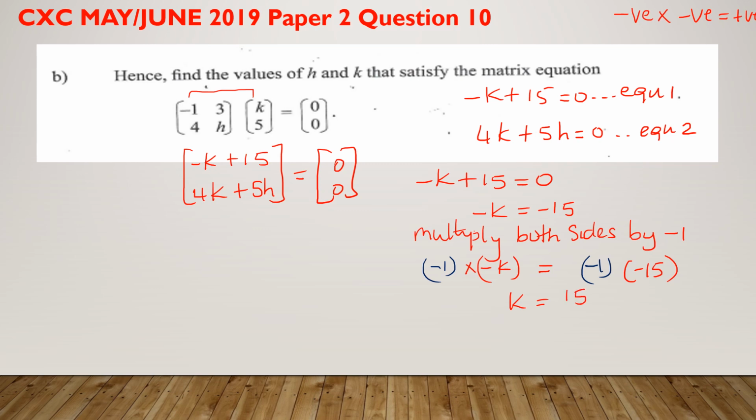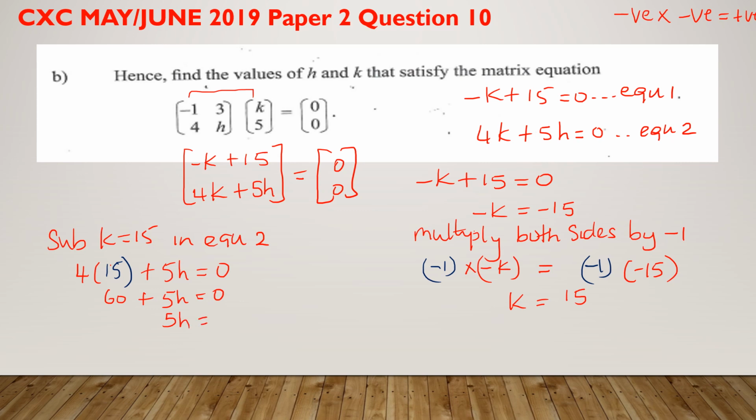We're going to use that to substitute K equals 15 in equation 2. So 4 by 15 plus 5H is equals to 0. So that's 60 plus 5H is equals 0. So 5H is equals to, we're going to move this 60. Right now it doesn't have a sign in front, but we know it's positive. So it's going to become a -60.